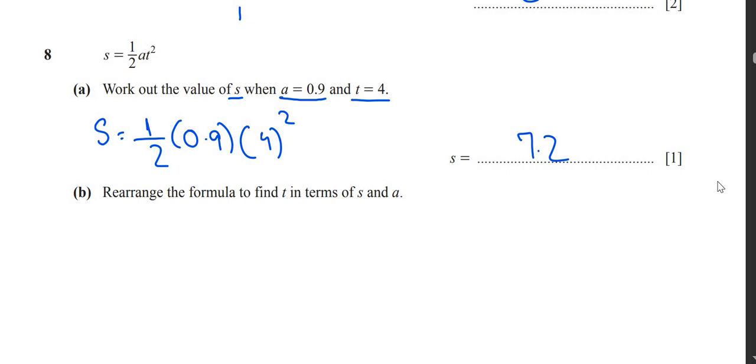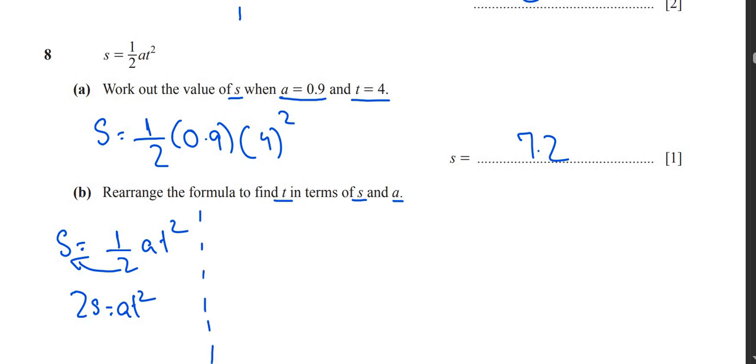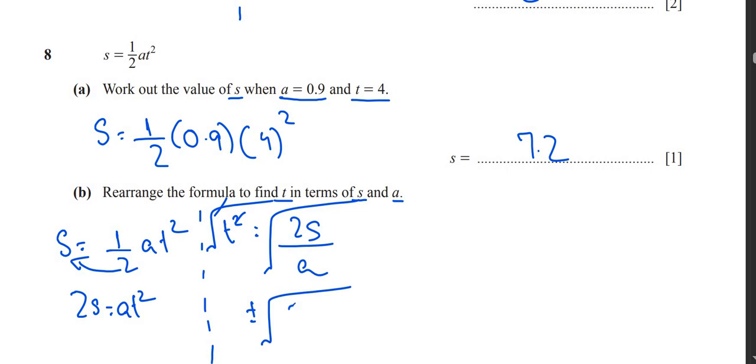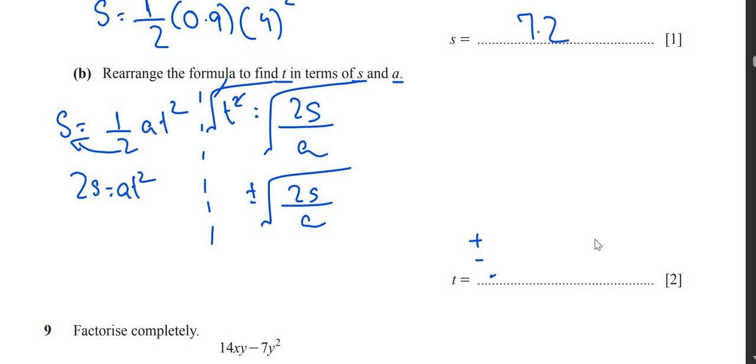Next question, rearrange the formula to find t in terms of s and a. So we need to find t. So s is equal to 1 upon 2 a t squared. 2 will go up there, multiply, so 2s is equal to a t squared. t squared is equal to 2s divided by a, and you will square root, because we want to remove the square, so that's why we square root, and whenever we square root we do plus minus. So it becomes plus minus square root of 2s upon a.